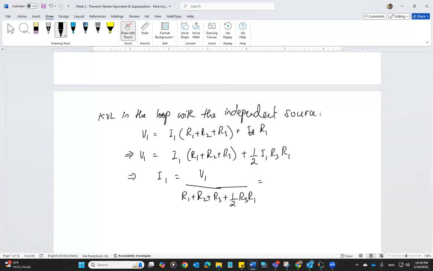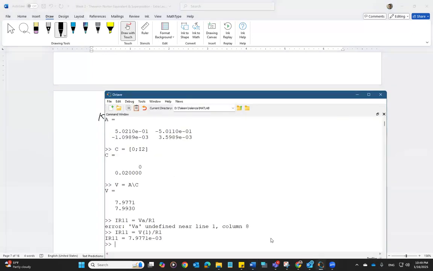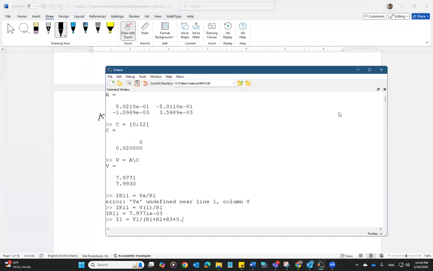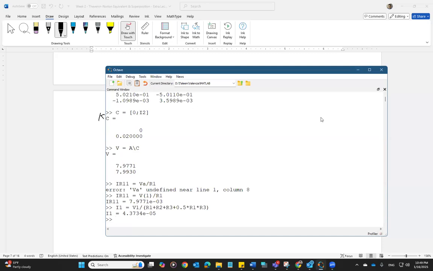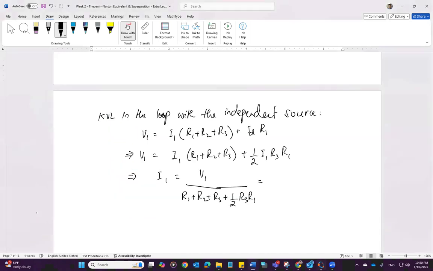Okay, let's see what I1 is going to be. I1 is equal to V1 divided by R1 plus R2 plus R3 plus 0.5 times R1 times R3. That gives 4.37 times 10 to the negative 5, or 43.73 microampere.